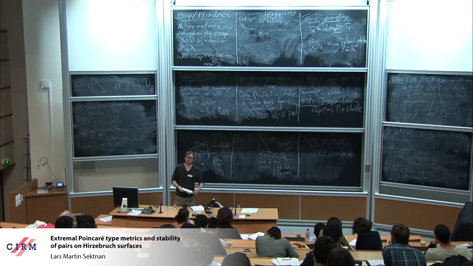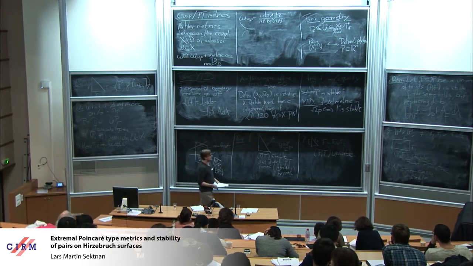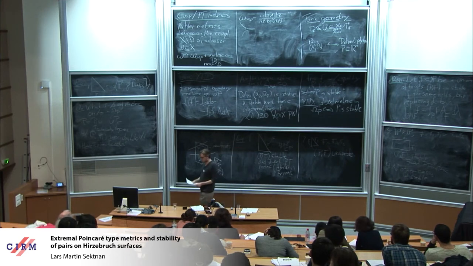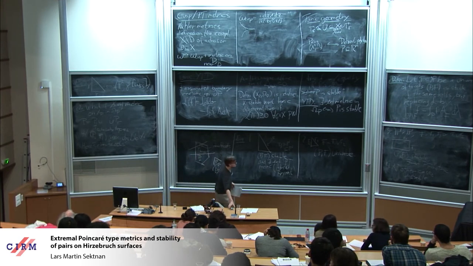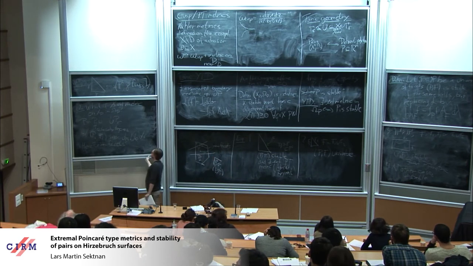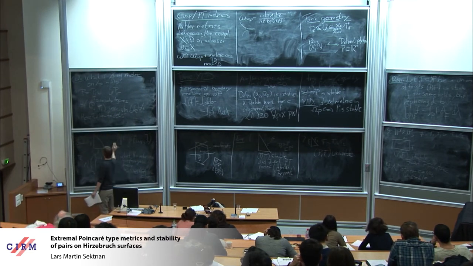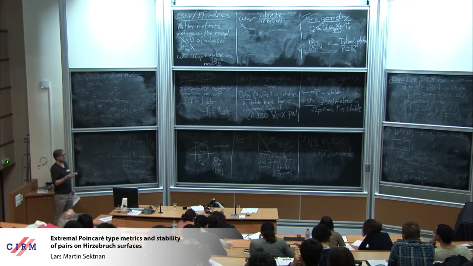All right, so what we did was we went to the next examples you could think of, the higher Hirzebruch surfaces. And the main point of what I'm going to say there is that this correspondence, that you are stable if and only if you have an extremal Poincaré type metric, does not hold in that situation. That is the main point I want to advertise. Which in particular means that if you're interested in this conjecture by Donaldson, then you should allow for more types of asymptotics than just Poincaré type.